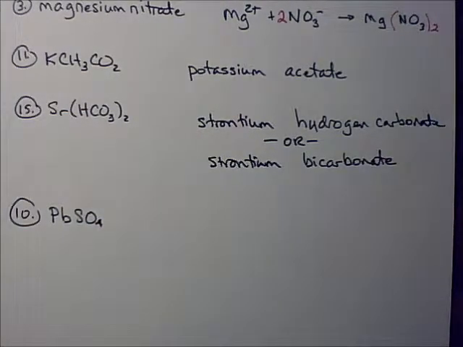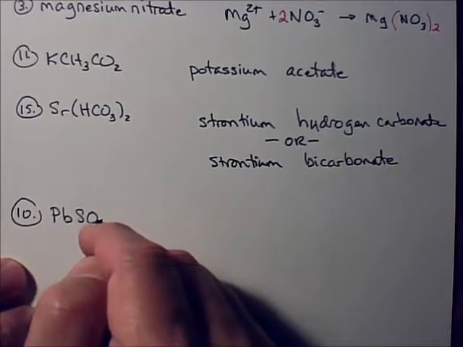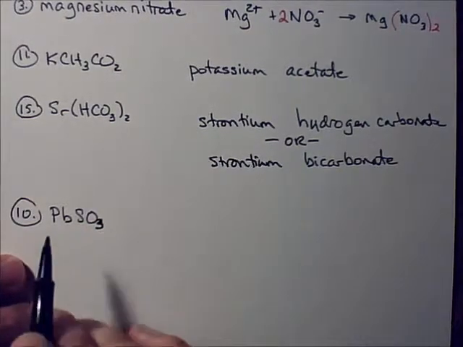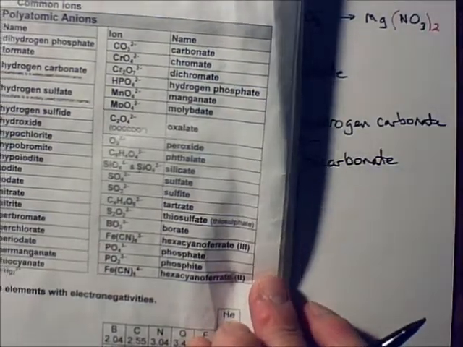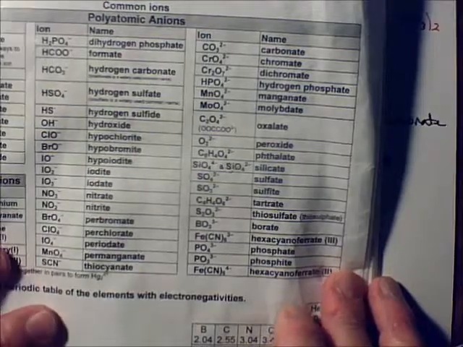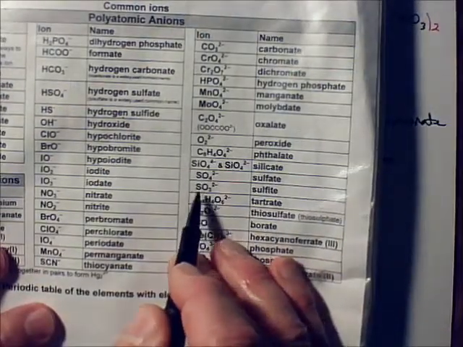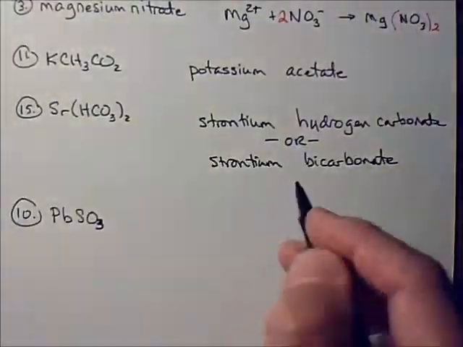Oh, is it a 3? I'm sorry, thank you, 3. Alright? I've got more than 2 elements. It's probably a polyatomic ion. So I'm going to look on the list of polyatomic ions, common ions, and find SO3, 2 negative. That's a sulfite. Okay?